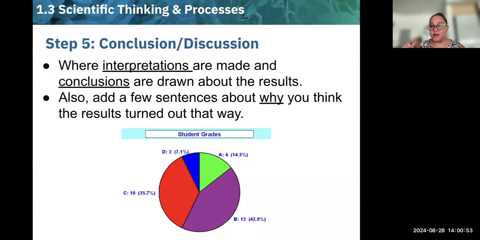In the next part, step 5 is the conclusion or discussion section. Scientific journals call it the discussion section, but in classes, we tend to call it the conclusion section. Either way, it's the same thing. This is where interpretations are made and conclusions are drawn about the results. Also, this is where we add a few sentences about why you think the results turned out that way. Obviously, we have no background on this class, but if we did, we could talk about why only 4 people got an A, but nobody failed. Why didn't anybody fail this class? Things like that.